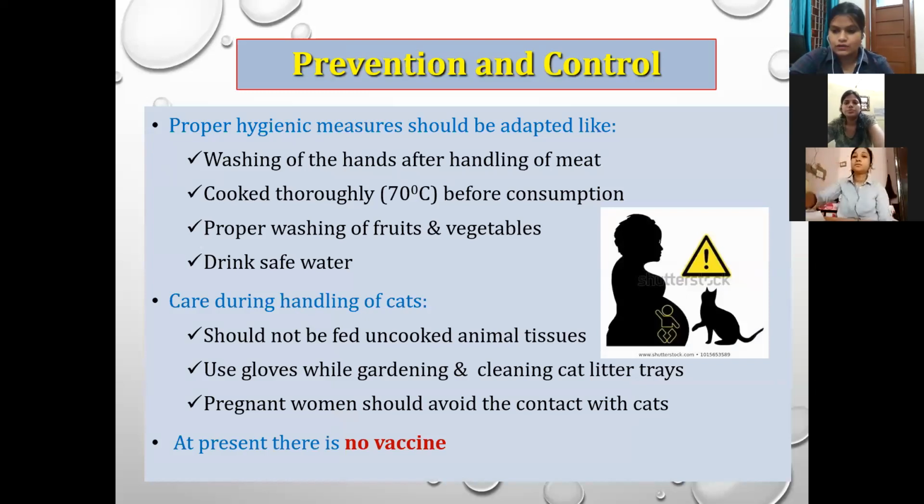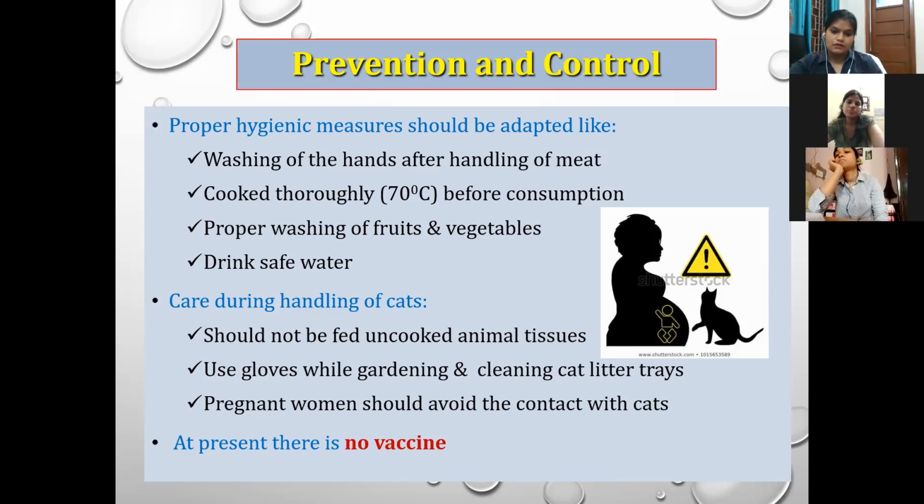So how can you prevent and control it in human beings? Most importantly, hand hygiene practice is very important while you are handling the cat or cat feces, or while you are cleaning the cat litter of the domestic cat. Hand hygiene practice is very, very important, and proper cooking and washing of the vegetables is very important. If you are cooking the food at 70 degrees Celsius, that is found effective in destroying or inactivating the infective stage, that is the cyst of the parasite. So this is very important.